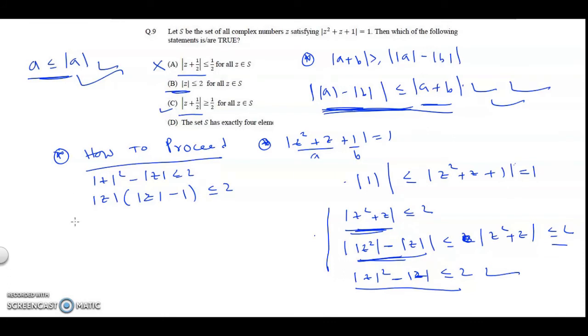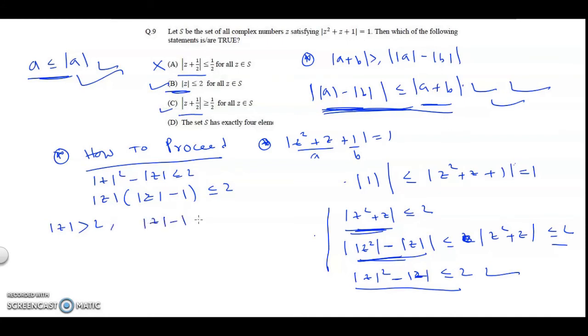We will take modulus of z strictly greater than 2. If we prove this one is wrong, then obviously this one will be true. Now if it is true, then this will be wrong. So okay, if you take modulus of z greater than 2, then what will happen?